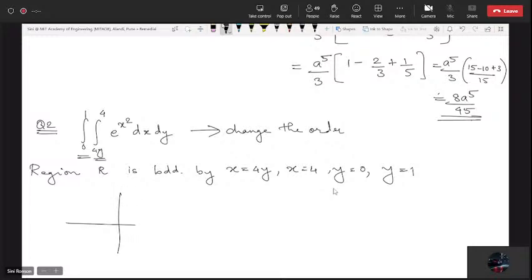We'll quickly draw these lines. This is the x axis, this is the y axis. So now x equal to 4y, the same way as x equal to y, x equal to 4y is also a line passing through the origin, but now it won't be dividing your first and third quadrant into equal halves. Instead it will be a bit like this.